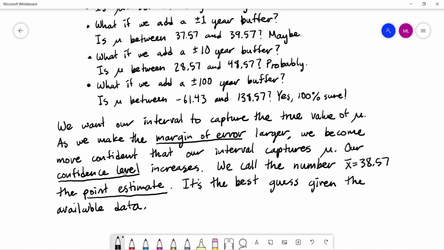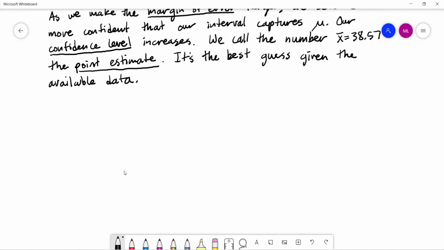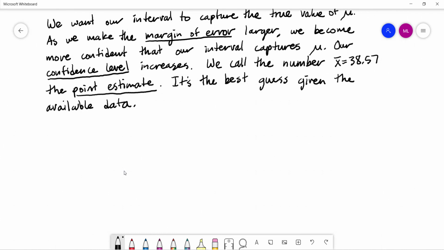Let's go through and see if we can figure out how we can determine this. Oftentimes, what we do is we pick a confidence level. So we will pick a high confidence level and then go through the math to make our margin of error as small as possible given that confidence level.